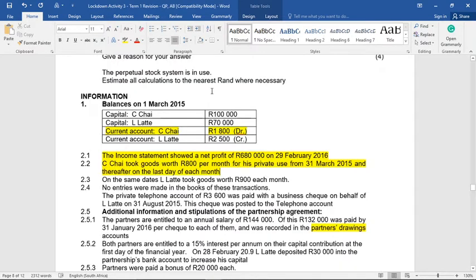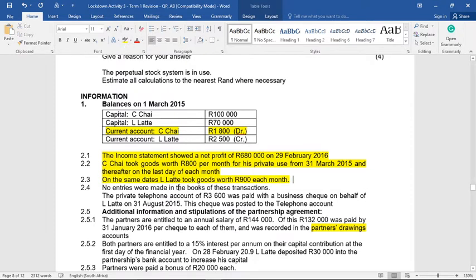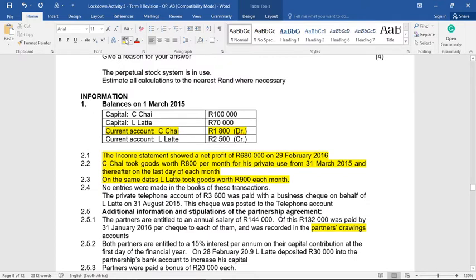The next part of this says, on the same dates, L Latte took goods worth 900 Rand each month. So we are asked for the drawings account of L Latte, and he's taking out goods. So here's the drawings account of L Latte. Trading stock on the debit side, because that's what he's taking out. Trading stock, 900 Rand times 12, debit side over the year, 10,800 Rand. Number four, no entries were made in the books of these transactions.